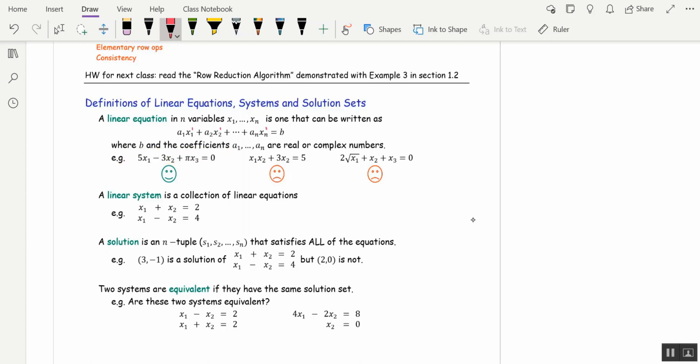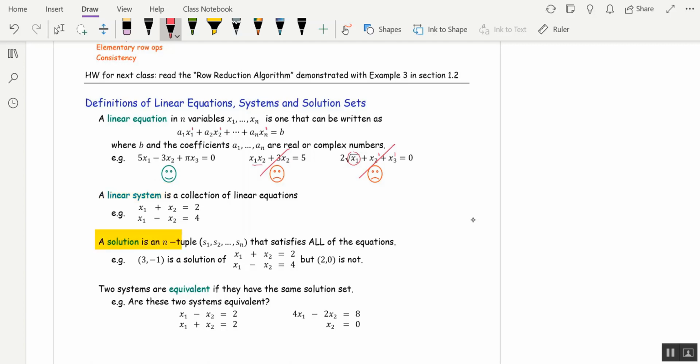The next equation is not good in terms of linear. You cannot multiply one variable times another. Bad. Last equation, not linear because you cannot take the square root of a variable. Each exponent has to be 1. Square root has exponent 1/2. Bad. A linear system is a collection of linear equations.